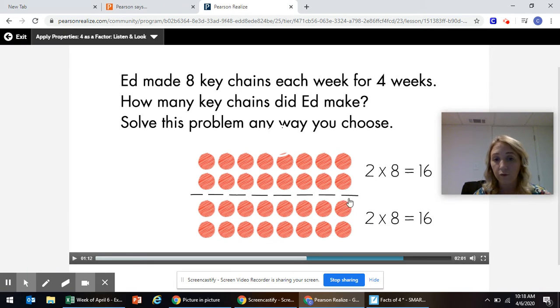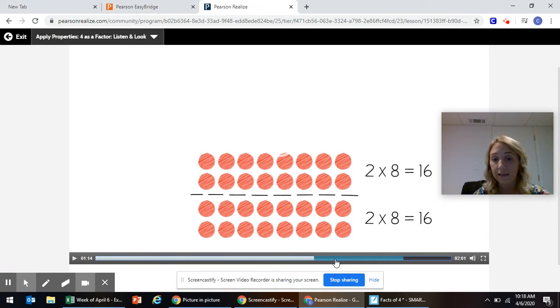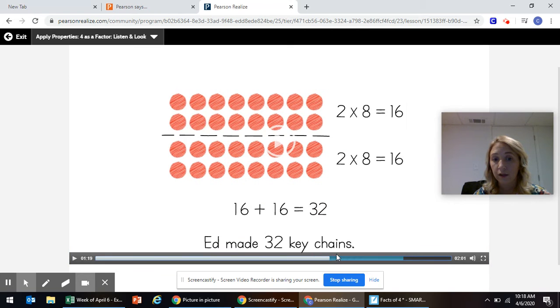So we have our array and we split it. 2 times 8 equals 16. 2 times 8 equals 16. And then you add 16 plus 16, and that should give you 32. So Ed made 32 keychains.